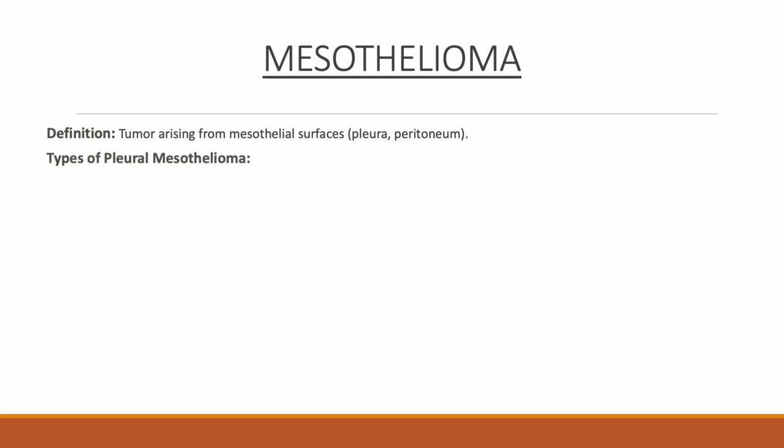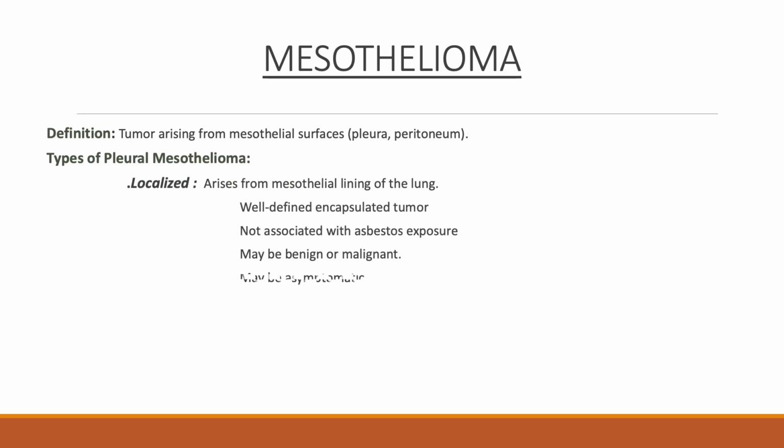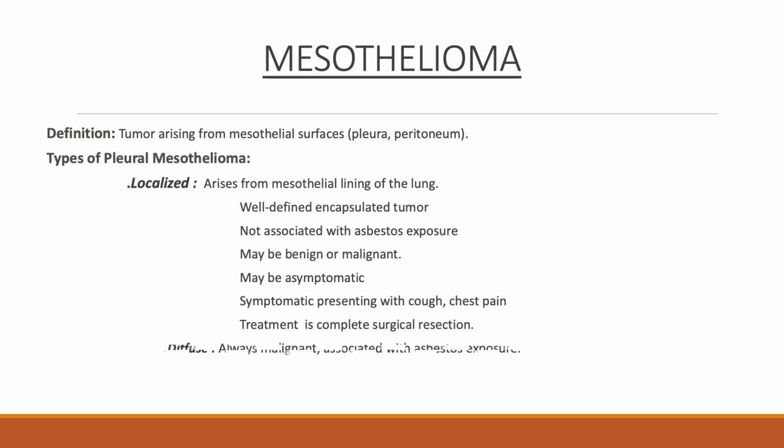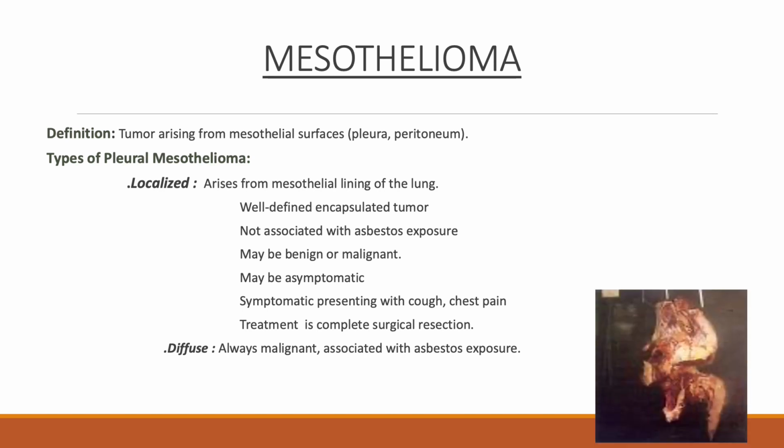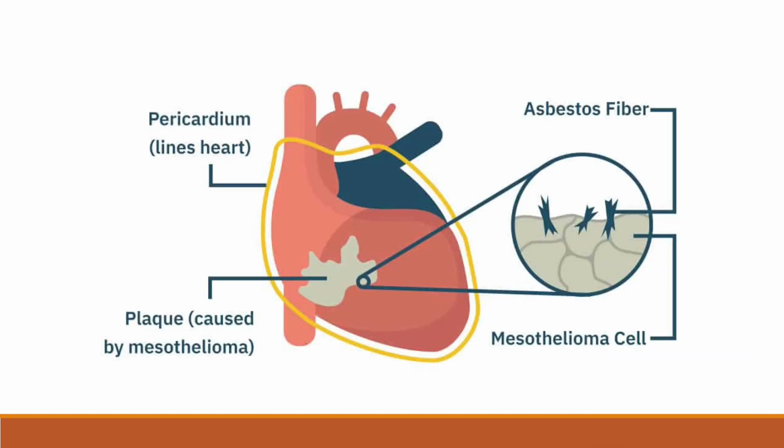So let's talk then about mesothelioma. Mesothelioma is a tumor arising from the mesothelial linings, which can be present in the pleura and peritoneum. The types of pleural mesothelioma are either localized or diffuse. Usually the localized type is not related to asbestos exposure. It's a well-encapsulated tumor. Patients could be presenting with chest pain and cough. The diffuse type is usually always malignant and is associated with asbestos exposure.